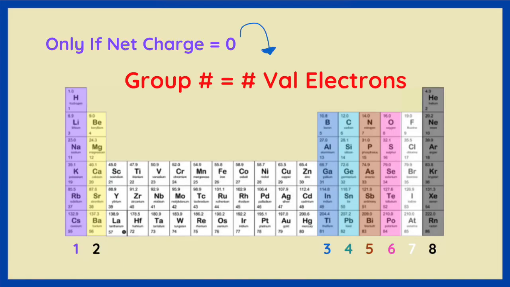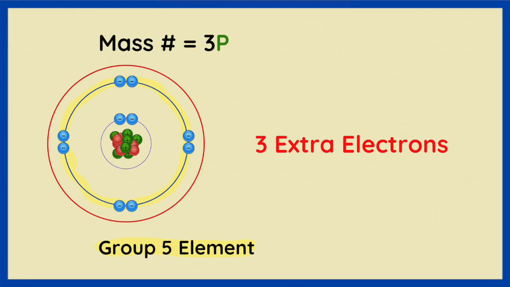Well, it turns out that this group number equals valence number relationship is only true if our element has a neutral charge. In other words, a net charge of 0. Instead, with 8 valence electrons, that's 3 extra electrons. So it's going to have a net charge of -3.